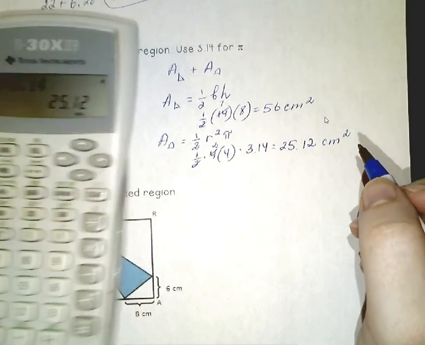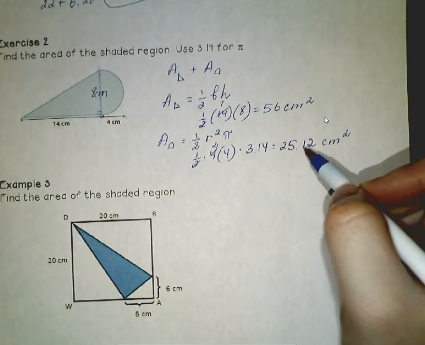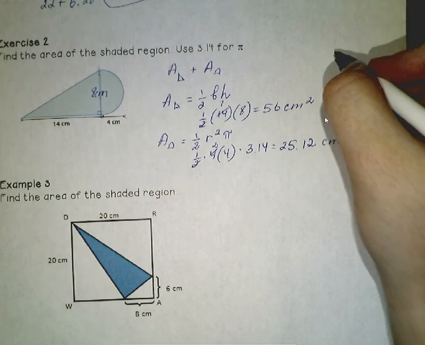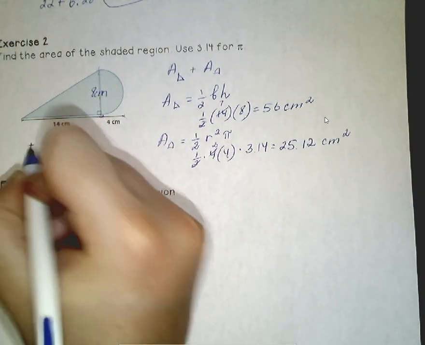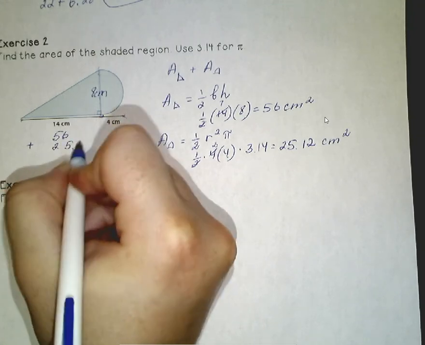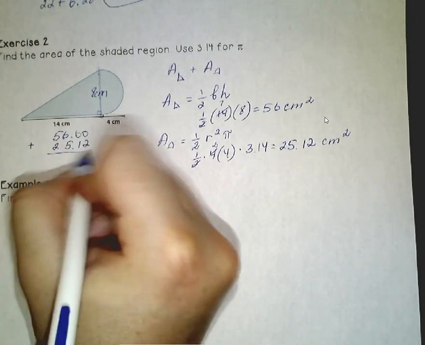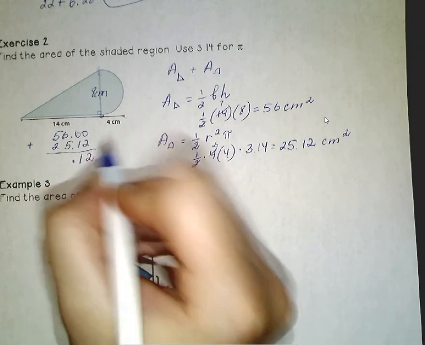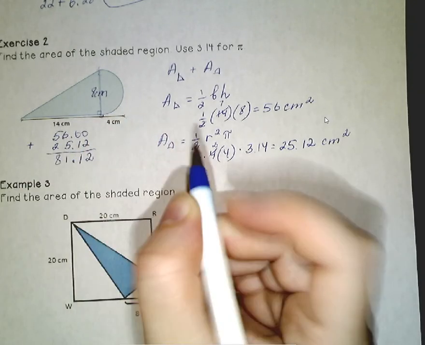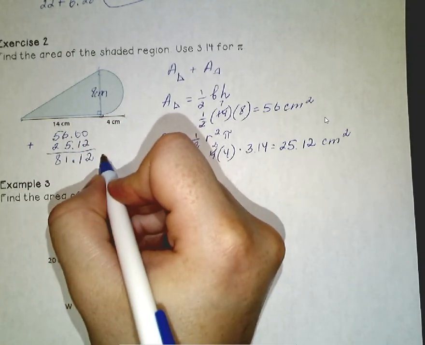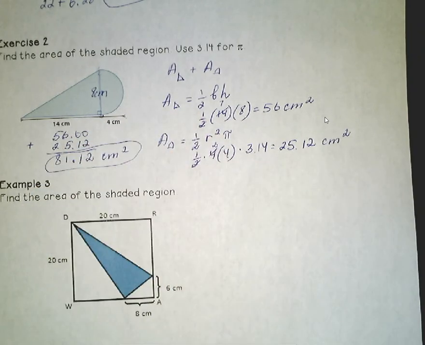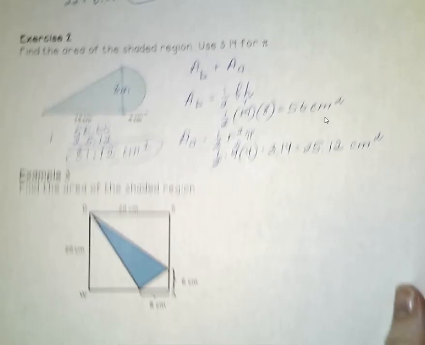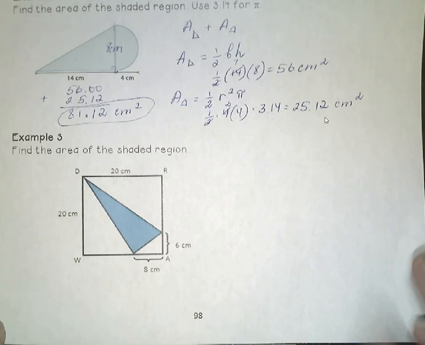So now we are combining 56 and 25.12. We'll do it here. 56 plus 25.12. So here we'll have 81.12 centimeters squared. Okay, and the last problem right here is example 3. Find the area of the shaded region.